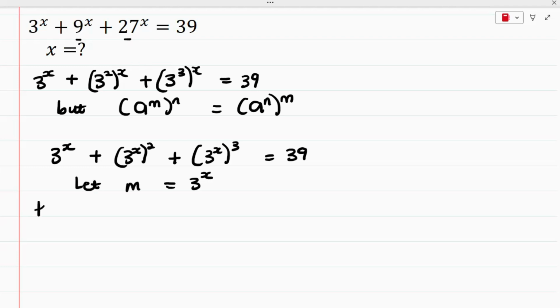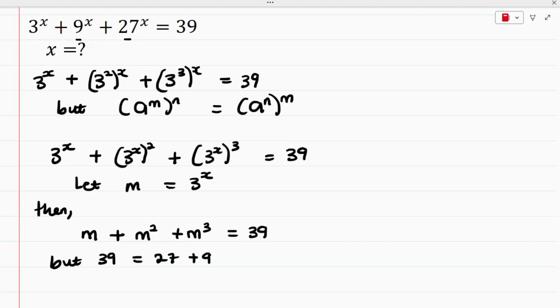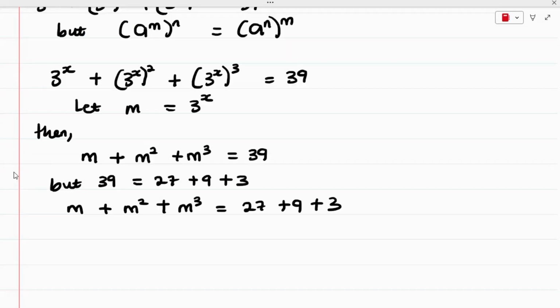Alright, so at this point we want to say let m be equal to 3 raised to the power of x. So hence we have that m plus m square plus m cube is equal to 39. Alright, but we can easily express 39 to be 27 plus 9 plus 3. So we have m plus m square plus m cube is equal to 27 plus 9 plus 3.